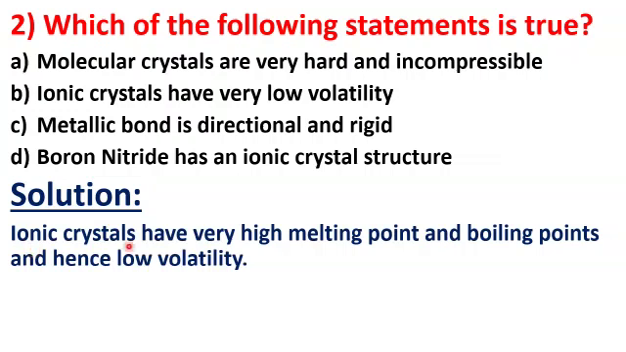So, ionic crystals have very high melting point and boiling points, hence their volatility is low. So, hence in these options, the correct option is option B. Option B is the statement which is true.